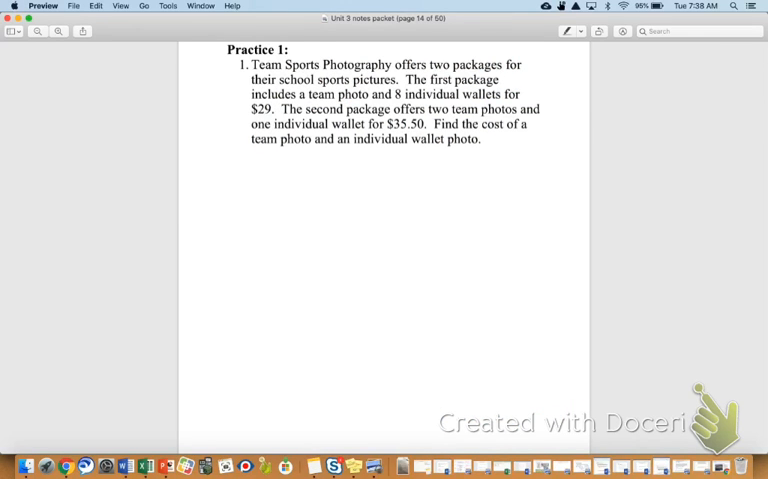Okay, so we have 3 examples here for us to work through, and these are all going to be application examples. So take a minute and read through this first one. Hopefully the setting, the context will make sense to you. But we basically have a team that's getting photographs, and there are various packages offered for people to buy. The first package includes 1 team photo and 8 individual wallets for $29. And the second package offers 2 team photos and 1 individual wallet for $35.50.